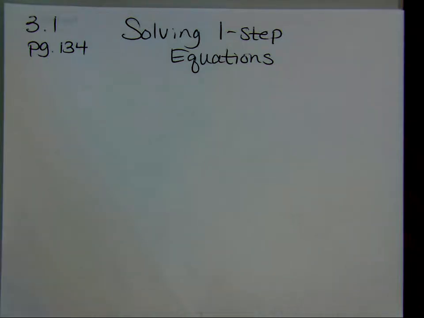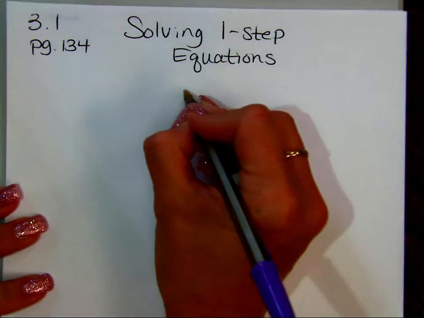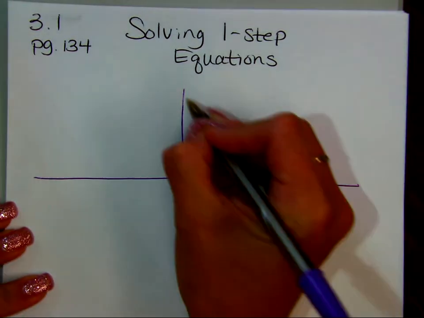Okay, so today we're going to solve one-step equations, and this is going to take us back to almost 6th grade when we first started solving equations. And the first thing you need to think about is that an equation is like a balance scale, and what you do to one side you have to do to the other to keep it balanced. And we always want our equations to stay balanced.